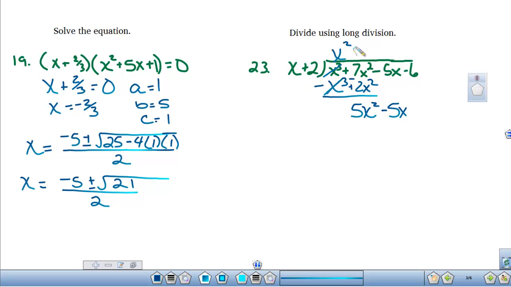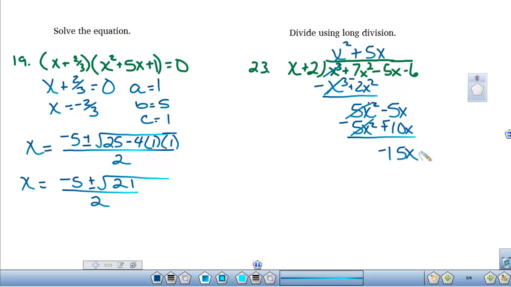x will go into 5x squared, positive 5x times. And then multiply x times 5x is 5x squared. Once again, these two should match identically in that first step. And then 2 times 5x is positive 10x. Next, I'm going to be subtracting both these terms, so I'm going to subtract the first and the second. The first terms will cancel out as they should, and negative 5x minus 10x gives me negative 15x.